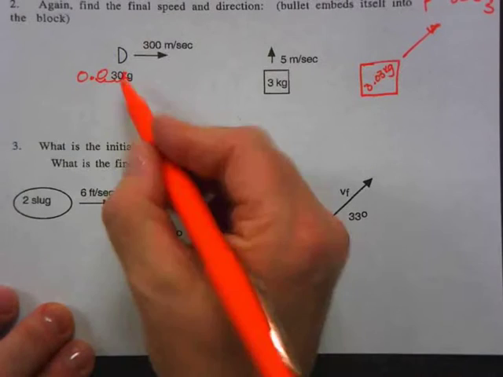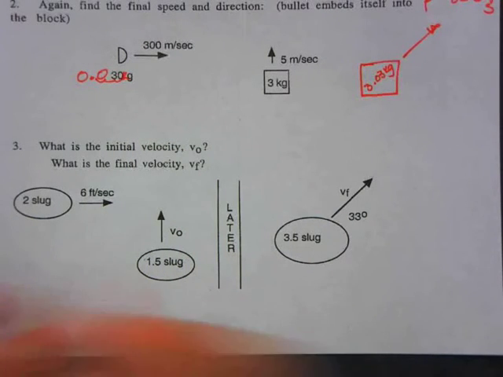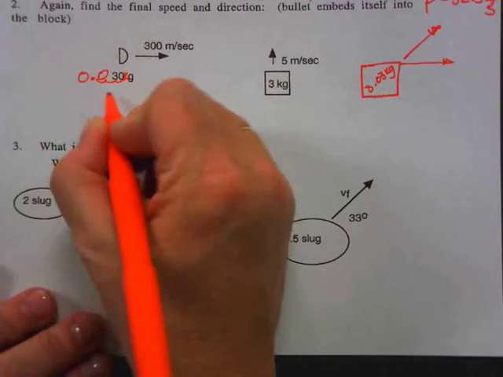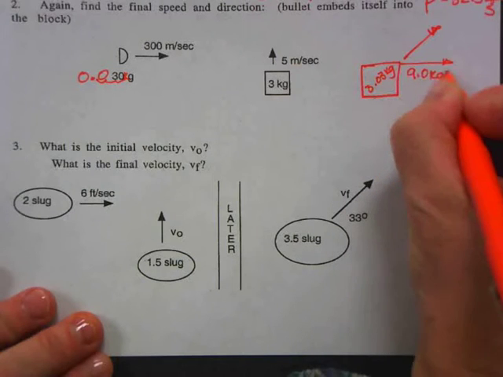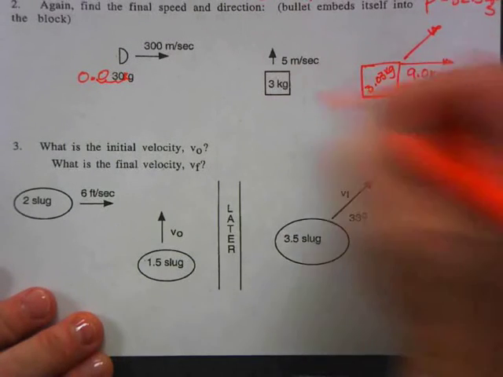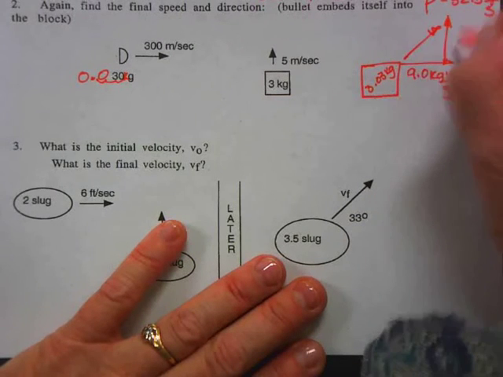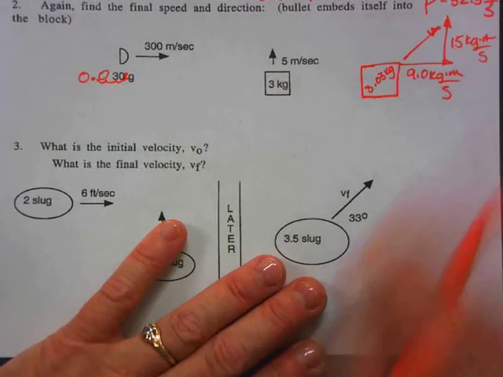So again, I'm going to use that horizontal vertical momentum stuff. 0.03 times 300 gives us a momentum of 9 horizontally. 9 kilogram meter per second. And vertical is going to be 3 times 5, which is 15.